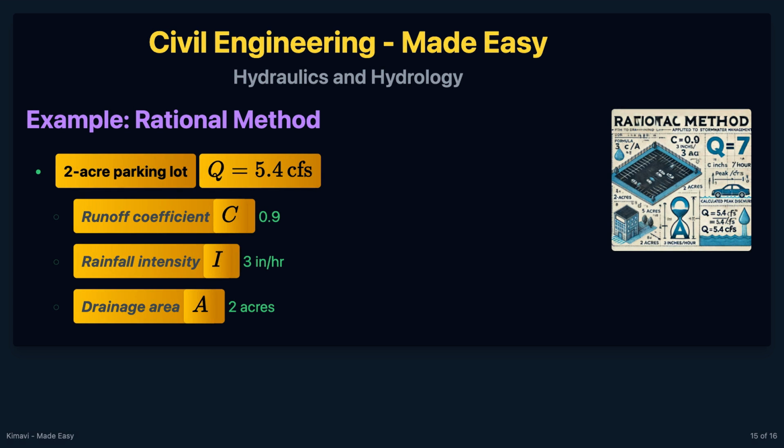Estimate the peak discharge from a 2-acre parking lot with a runoff coefficient of 0.9 and a rainfall intensity of 3 inches per hour. Using the rational method, Q equals CIA, which equals 0.9 times 3 times 2, resulting in 5.4 cubic feet per second.